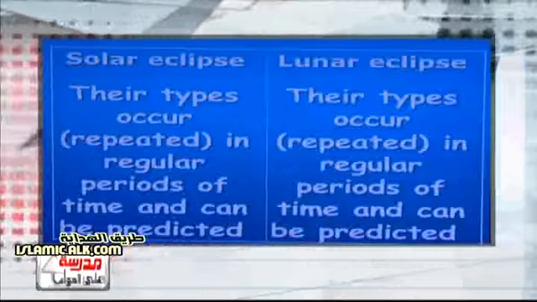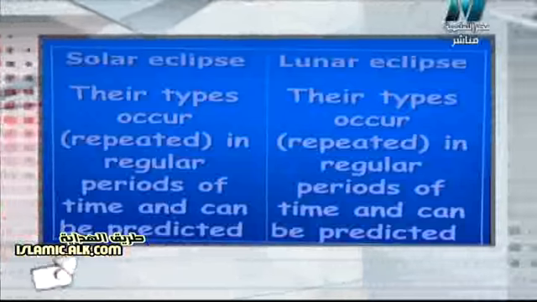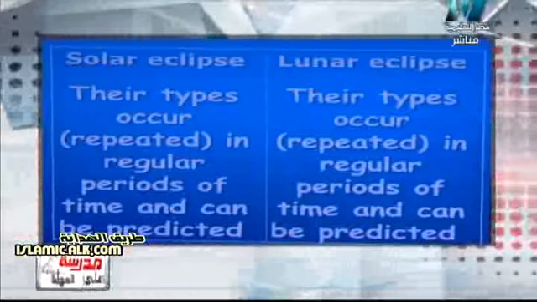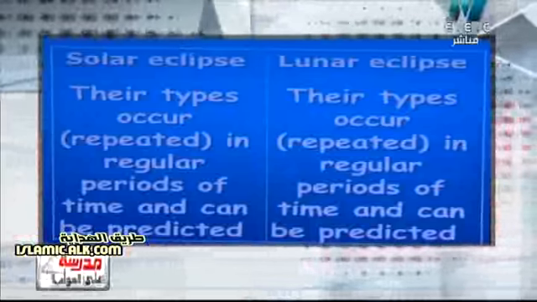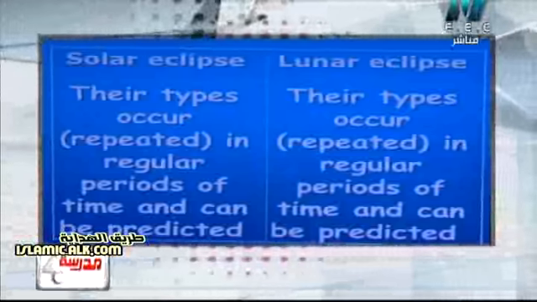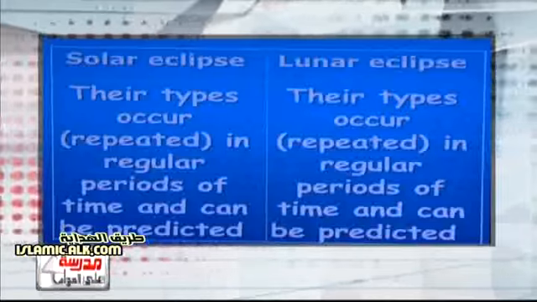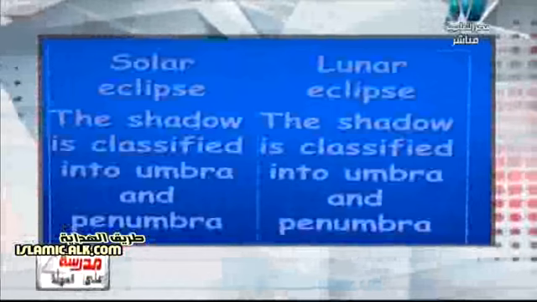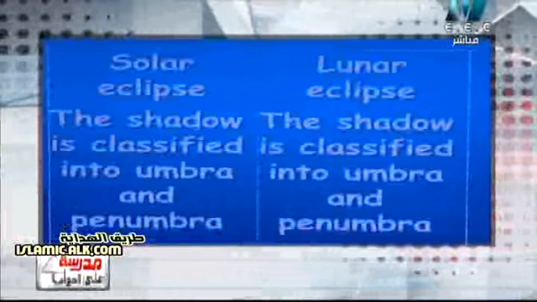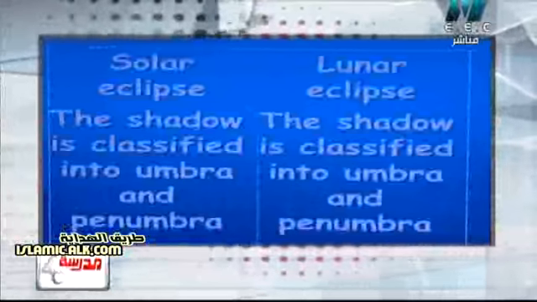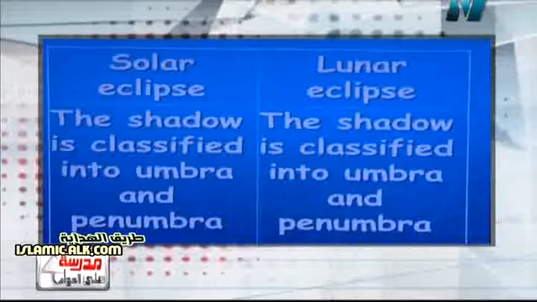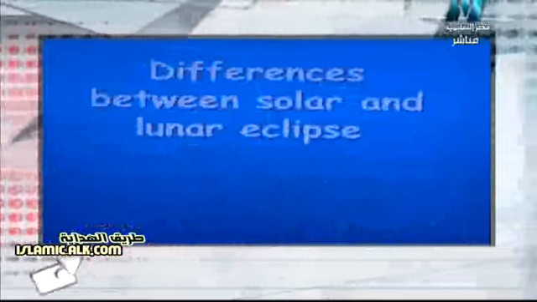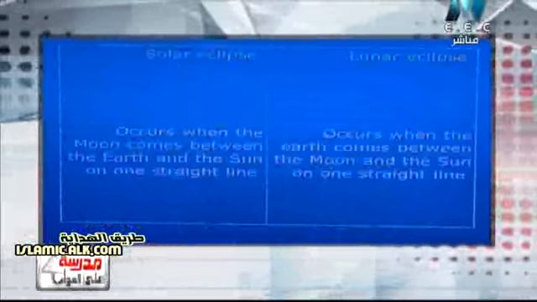Another similarity between solar and lunar: their types occur or are repeated in regular periods of time and can be predicted. The solar types can be predicted, and the same for lunar. In solar eclipse, the shadow is classified into umbra and penumbra, and in lunar they are the same, umbra and penumbra. But in solar I have another area, which is called antumbra. So the difference between solar and lunar is that solar occurs when the moon comes between the sun and the earth, but lunar occurs when the earth comes between the sun and the moon.